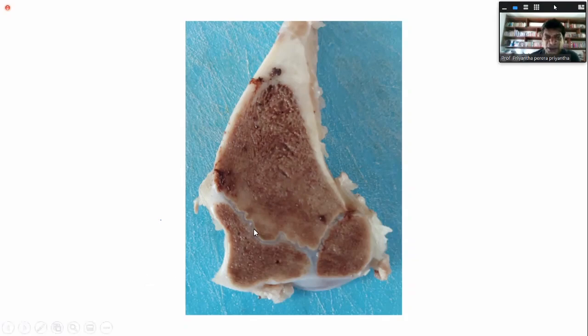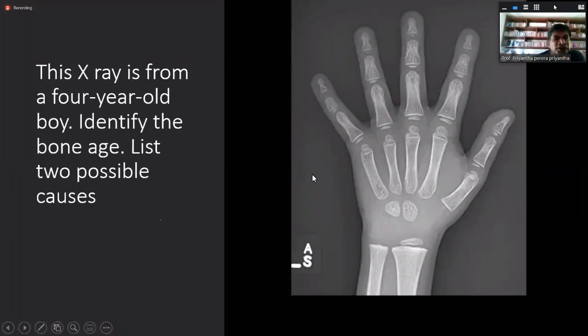I think that's all we have. Yeah, one more X-ray. This is the X-ray of a 4-year-old boy. What is the bone age of this child?